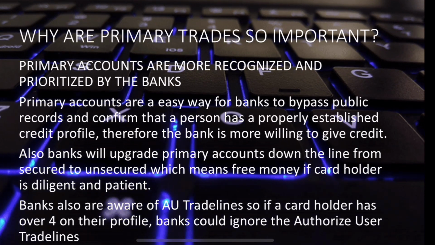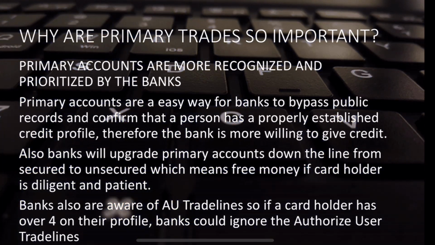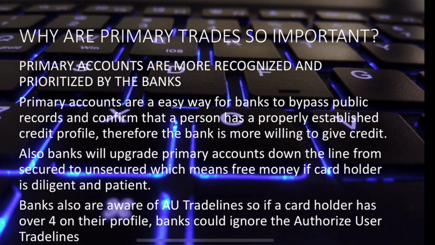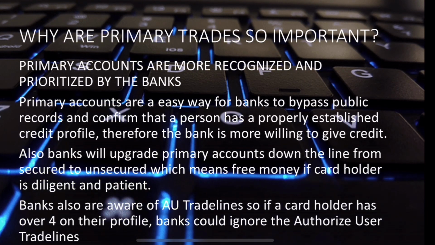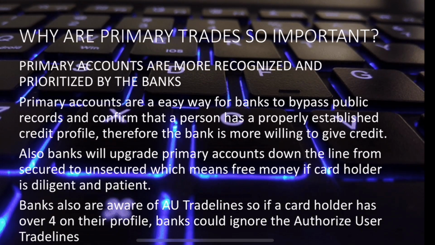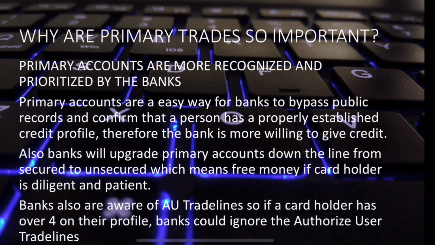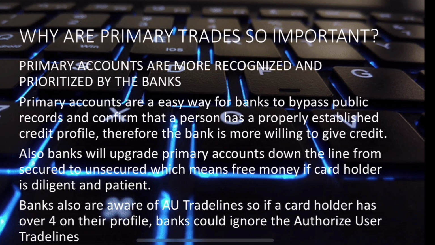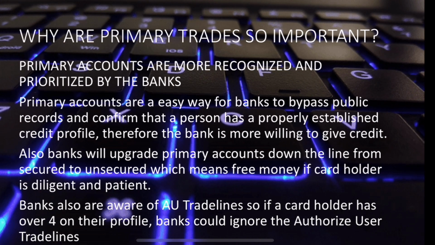Therefore, the bank is more willing to give credit. Also, banks will upgrade primary accounts down the line from secured to unsecured, which means free money, if the cardholder is diligent and patient, obviously diligent with payments. Banks are also aware of AU trade lines, so if a cardholder has over 4 on their profile, banks could ignore the authorized user trade lines.